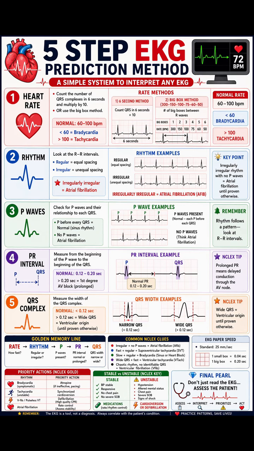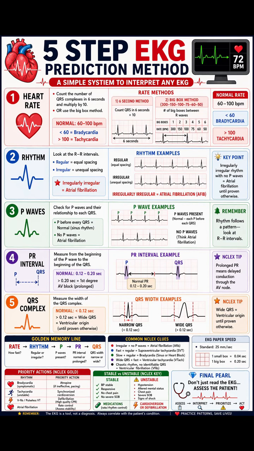And for this, you have to remember: if the distance is just one box, the heart rate will be 300. Two boxes, 150, then 100, 75, 60 and 50. For example, if there are 4 big boxes from one R to the next R, then the heart rate will be 75 beats per minute. So what is the difference between these two methods? The QRS complex method is best for irregular rhythms. It is the easiest one, okay? The box method is most suitable for regular rhythms. This one is more accurate than the 6-second method.